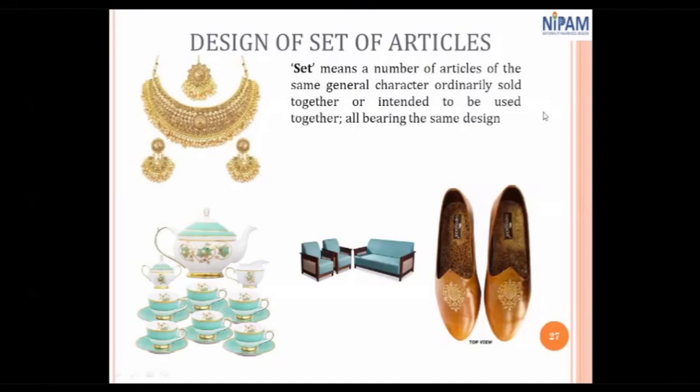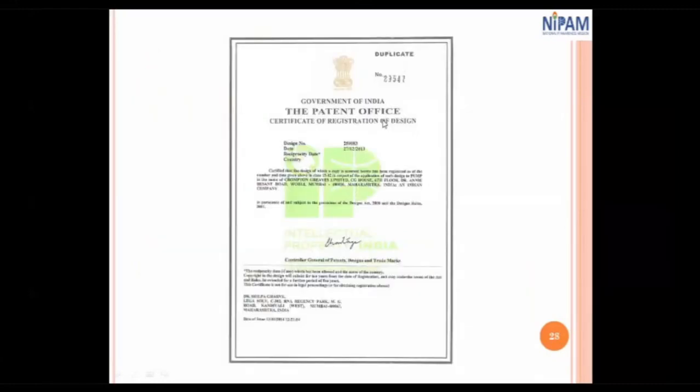This is a typical certificate which is granted by the patent office to the person who has applied for the design. It mentions the period of the design, for which you will get the monopoly over the design. This is the signature of the Controller General of Patents, the head of the patent office, which grants the right to the owner of the design.